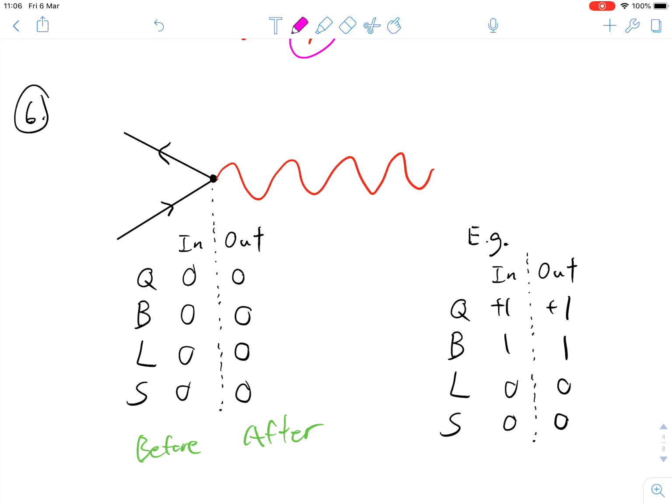In terms of charge, charge has to be conserved before and after a vertex. So if there was nothing before, there has to be nothing after. But that's not very realistic. But this would be an actual example. So if there was a charge before, there needs to be a charge after, or if there was a baryon number before, there also needs to be a baryon number afterwards.